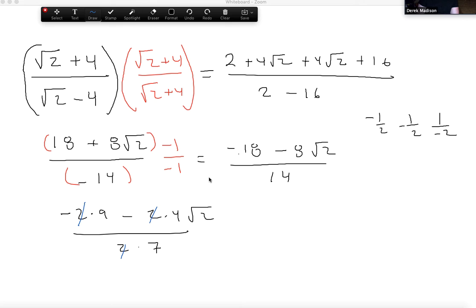So looking at it from here, I don't usually write all this. I just go, okay, 2 goes into everything. That means I cancel out a 2. So I go 2 goes into 18. That'd leave me negative 9. 2 goes into 8, minus 4 root 2.